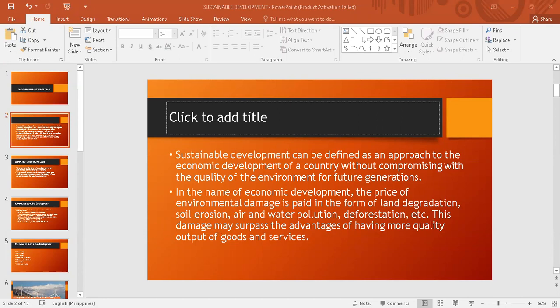So what does sustainable development give us? Bakit natin siya kailangang i-discuss? Bakit necessary na kailangan malaman natin ano ang meron sa sustainable development? Now, as population growth increases, as human activities, economic activities increase, medyo naapektuhan ng matindi yung environment natin.